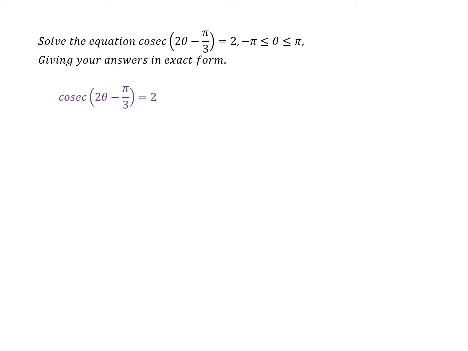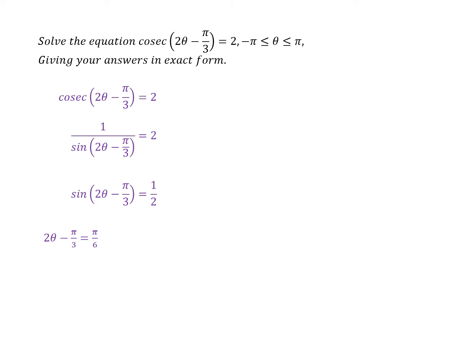So cosec x is the same as 1 over sine x. So cosec of 2 theta minus pi over 3 is 1 over sine of 2 theta minus pi over 3. And we can rearrange that to say sine of 2 theta minus pi over 3 equals a half. Using a calculator, or you might know that the arcsine of a half is pi over 6. So 2 theta minus pi over 3 equals pi over 6.